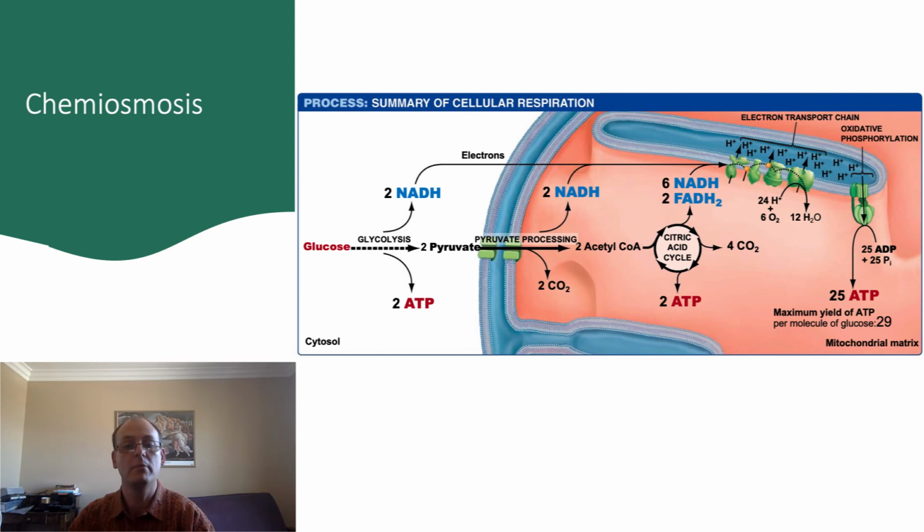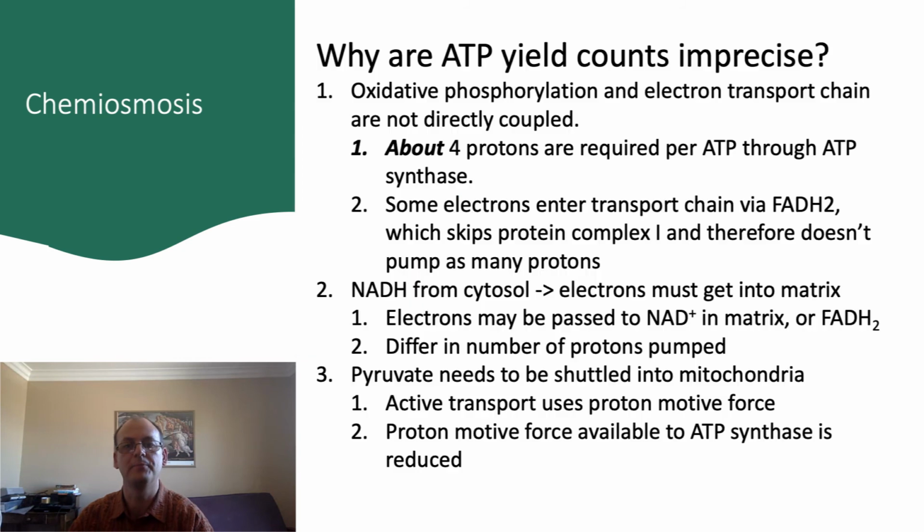Now, you may notice that in this figure, it says that a maximum yield of 29 molecules of ATP is produced per molecule of glucose. Your textbook, however, gives that figure at either 30 or 32 molecules of ATP. Why is there a difference? And why don't we know for sure?